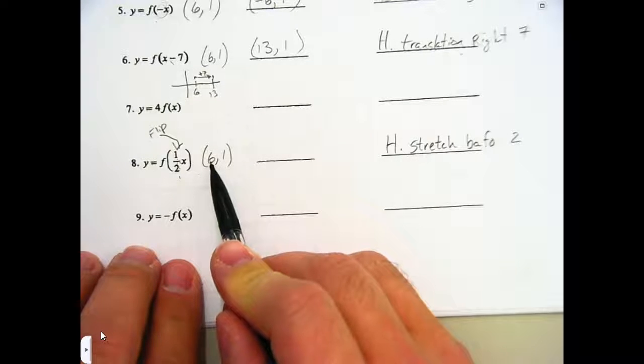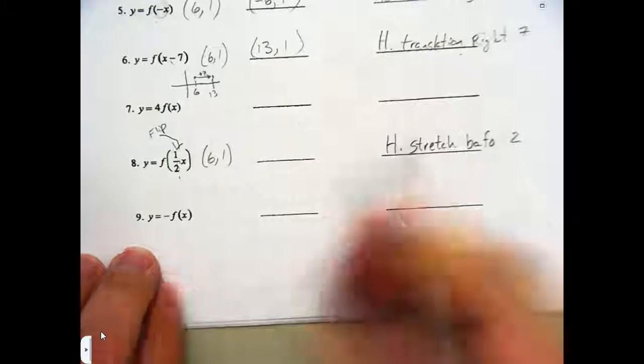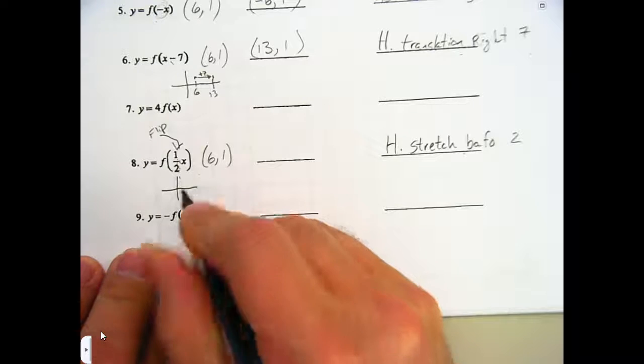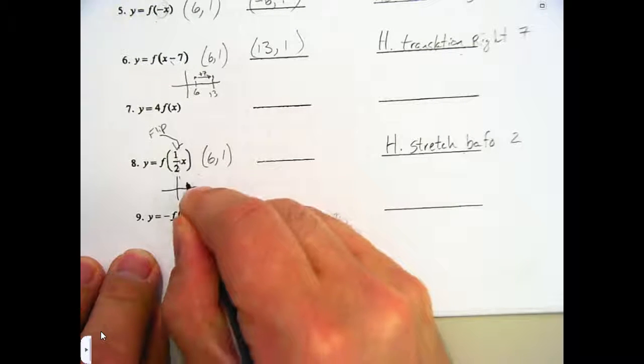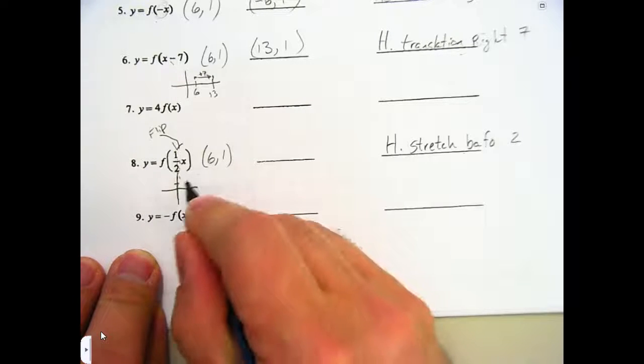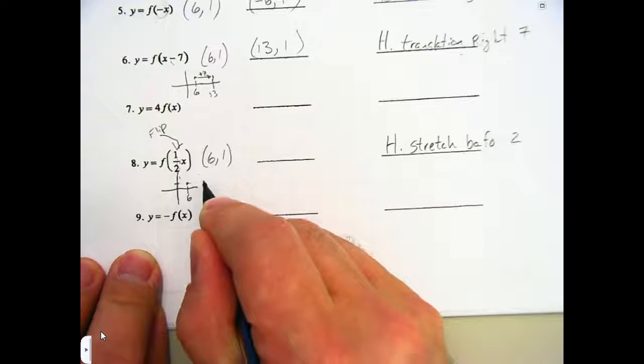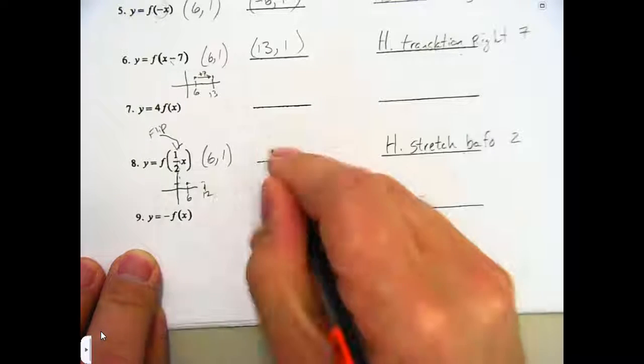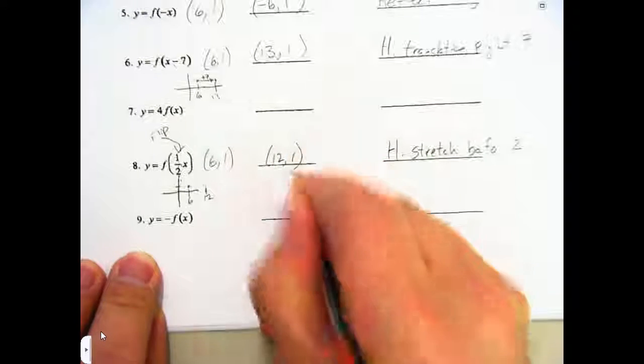Okay? And then if I am stretching this by a factor of 2, that means I'm taking my point that was at 6,1 right here, and I am stretching it away from the y-axis. So it's currently 6 units away. If I'm doubling that, where am I going to be? I'm going to be now at 12. So that coordinate is now 12,1.